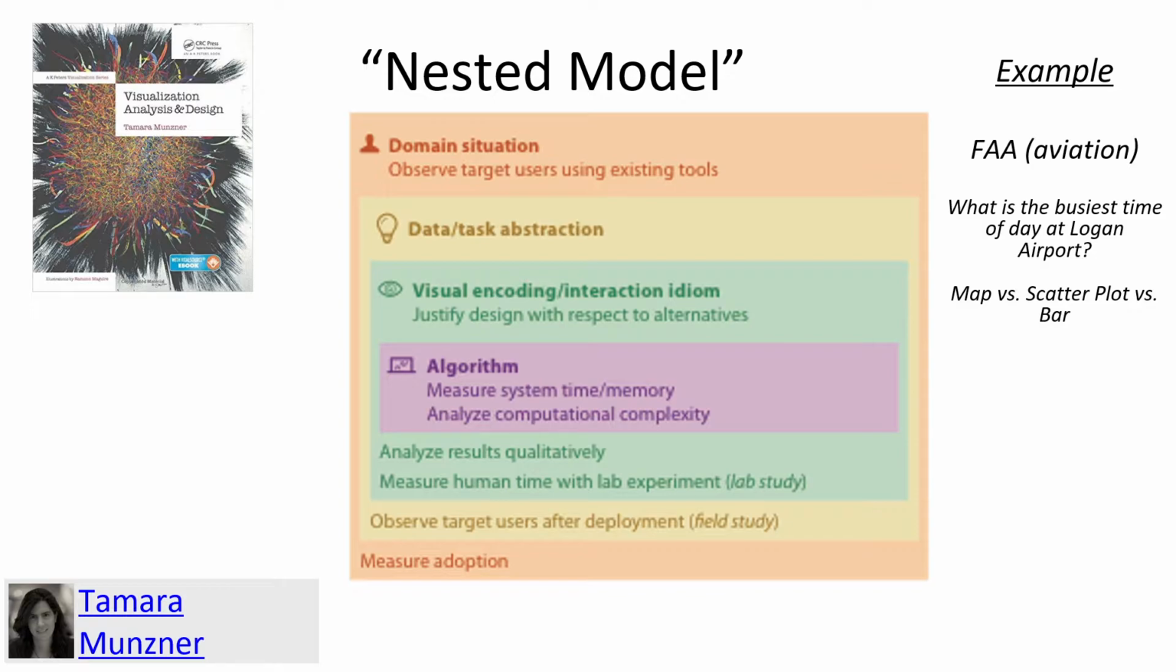Tamara Munzner also proposed this nested model for how we look at visualizations. So the idea is we figure out what the domain is first. So we observe target users using existing tools. That's sort of the ideal. That would be like FAA.